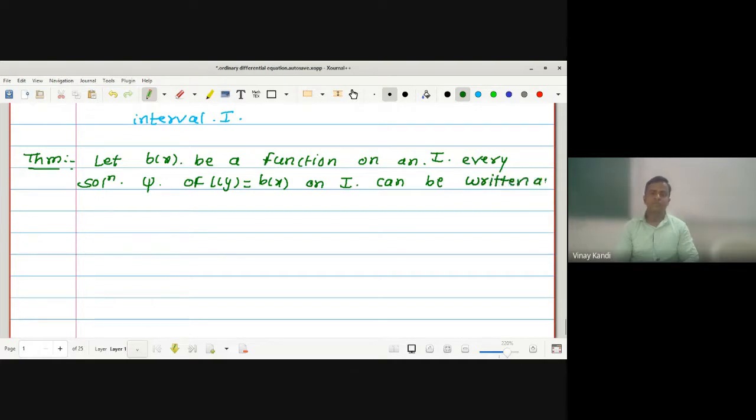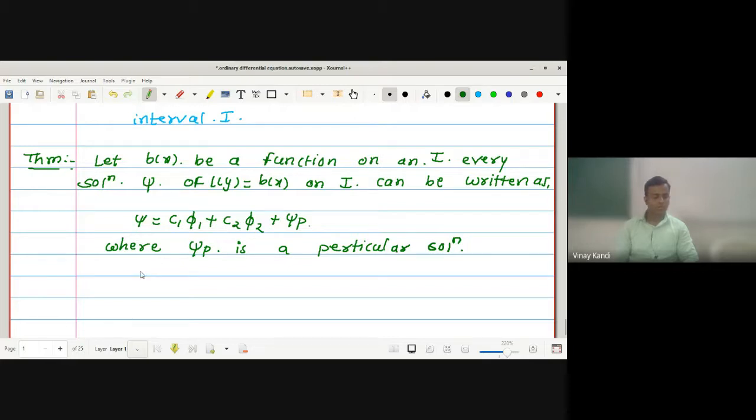psi is equal to c1 phi 1 plus c2 phi 2. This is the complementary function. And what is the particular integral? Plus psi p. Okay, this psi p is nothing but the particular integral, where this psi p is a particular solution.